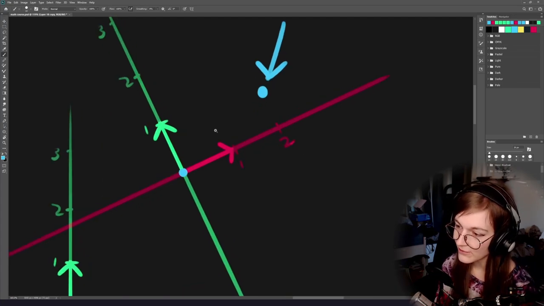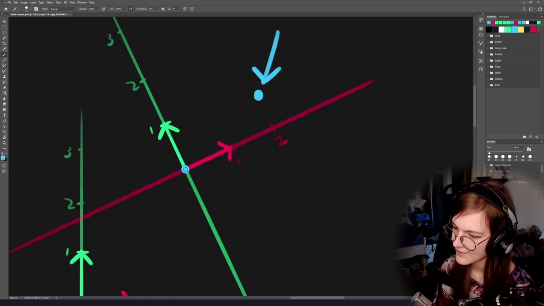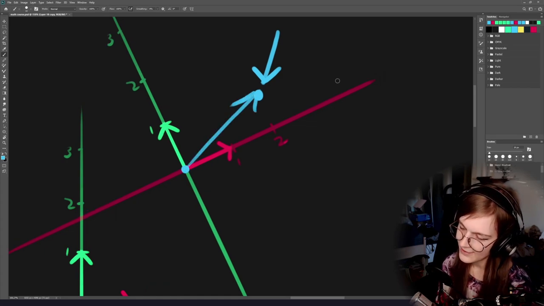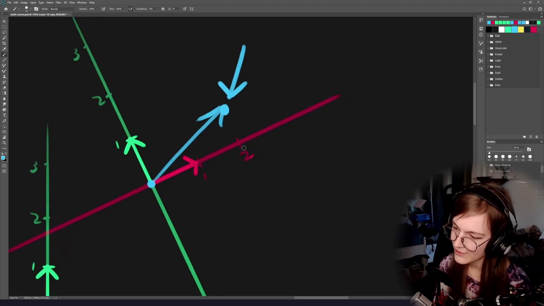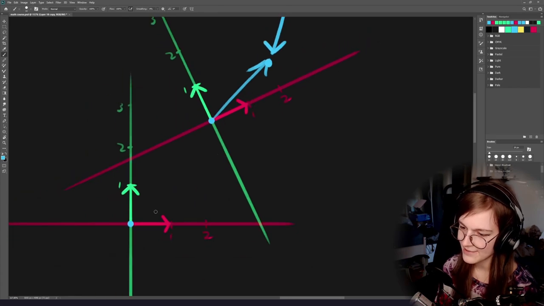If we're talking about local space, then we'd be talking about this vector right here. In local space, it would have an x-coordinate of 2 and a y-coordinate of 1. But in world space, it's entirely different. It's this vector going all the way from here.